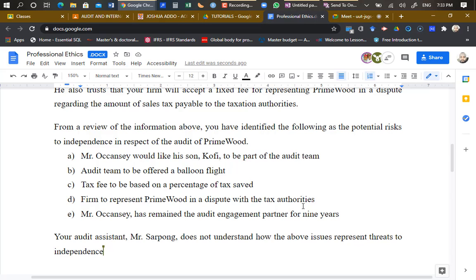Okay, so for Mr. Okansi to have remained the audit engagement partner for 9 years, there is the likelihood that he has known the company for quite a long period of time. And so now there is some kind of familiarity with the company, in the sense that he now knows the people in the company. So he has established some sort of relationship with them. And so if there should be any disclosure or if he should come out with some information that will tarnish the image of the company, he might not do it due to the close relation they've developed because of familiarity. So it will be a threat to his independence.